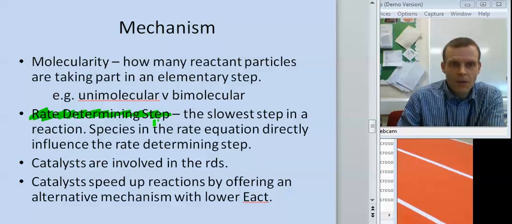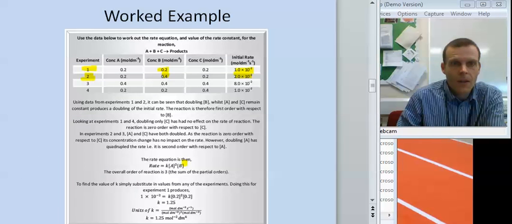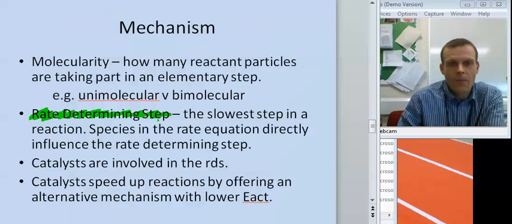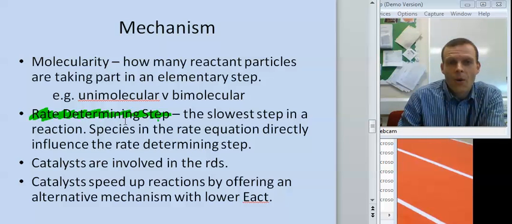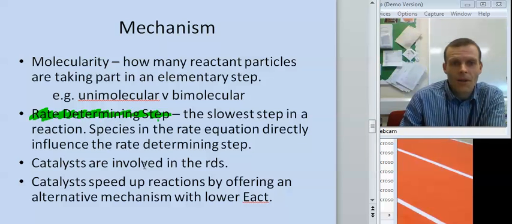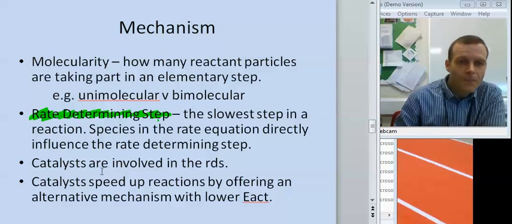So the stuff that's in our rate equation, the stuff that we're seeing here, these are involved with our rate determining step, right? Rate determining step is the slowest step. It's the one with the highest activation energy. It's the one that is determining how quickly our reaction occurs. So things that appear in the rate equation appear in the rate determining step. That's probably an important thing to remember when you're trying to define a mechanism.